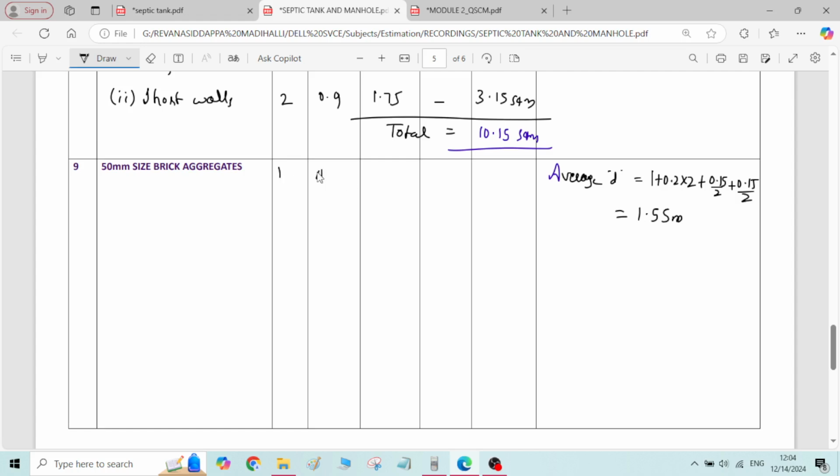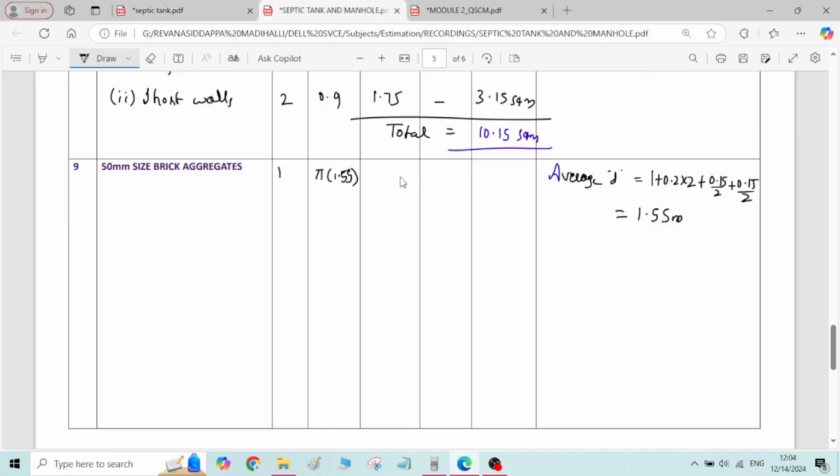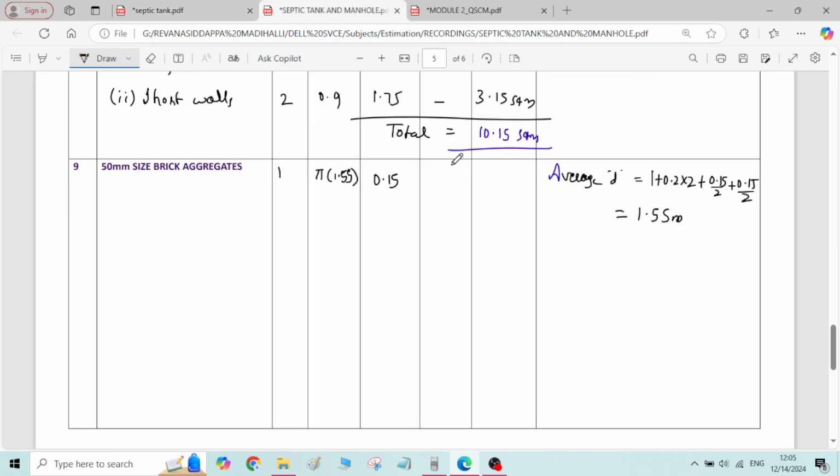Perimeter we can calculate as pi into D, pi into 1.55, and multiply with its thickness. It is 0.15 thickness. Okay. And total height of the brick aggregates is the same as the height of the dry brickwork, that is 2.5 meter, or 250 centimeter. You will get the answer as 1.83 cubic meter.